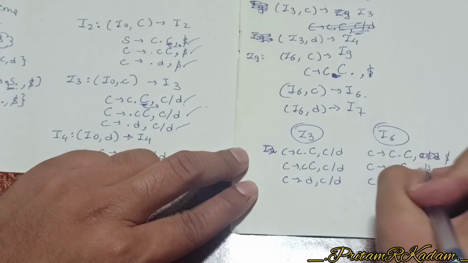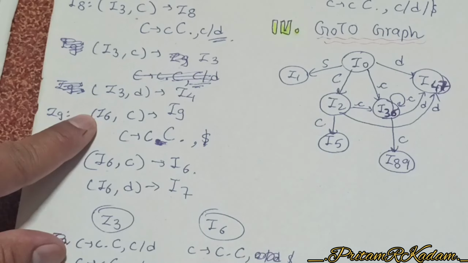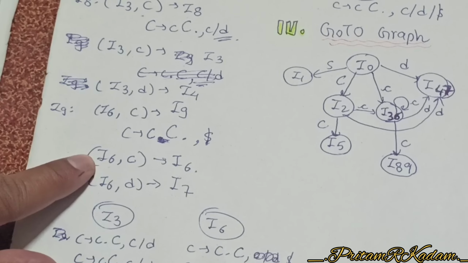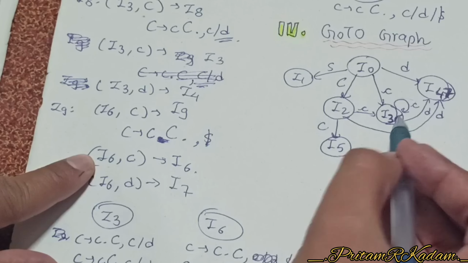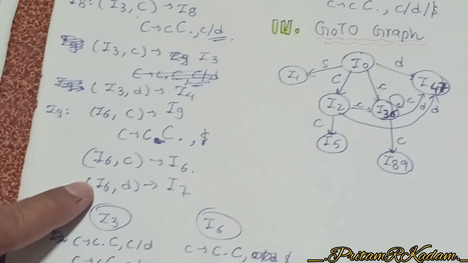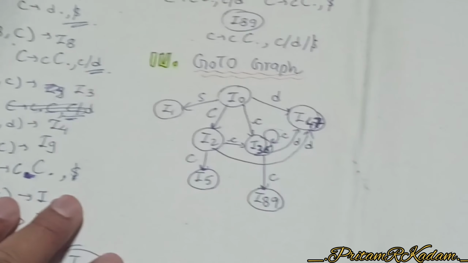Now I3 on D goes to I4. So I36 on D goes to I47. So we'll make a D on top of the arrow over there. Now for the next part, I6 on C. So I36 on C goes to I9, which is already done. Now I6 on C goes to I6, which is already done. I6 on D goes to I7, so this is also done. Now we have made the goto graph.